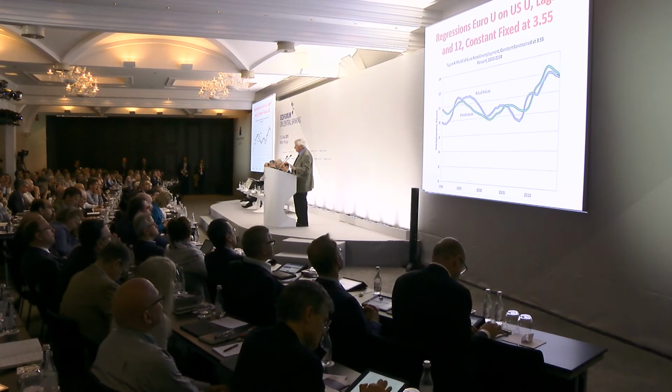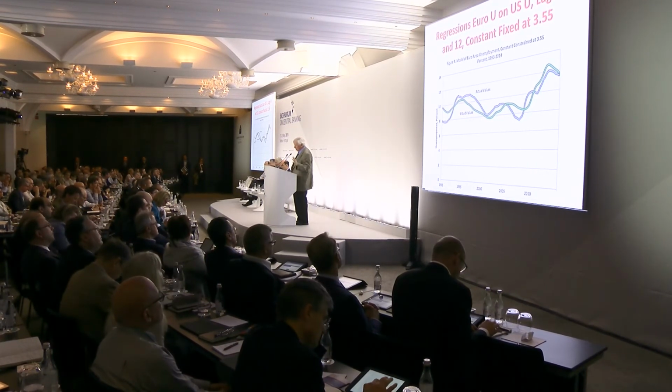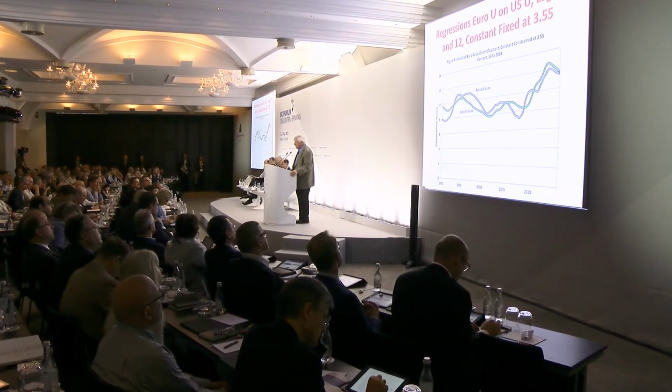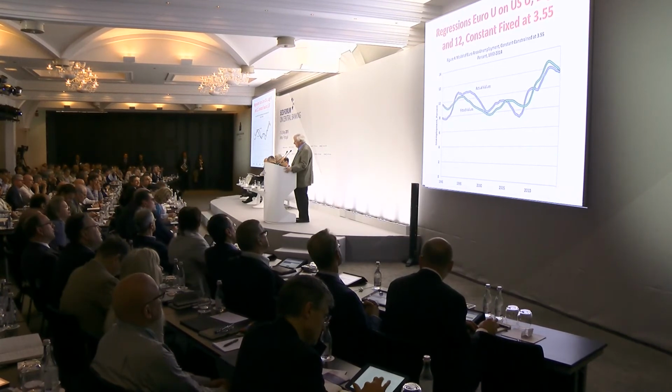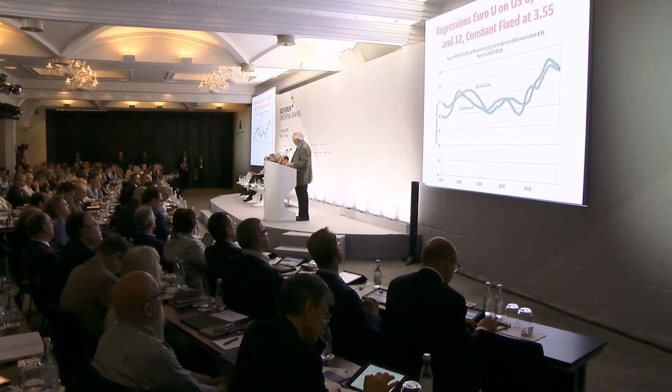So this is my evidence that the difference between Euro and US unemployment has been exaggerated. This is with the constant forced to be 3.5%. This is with the constant estimated freely. We have exaggerated the extent of the difference. The overwhelming question is, why has the European unemployment rate been so much higher over the last 20 years?